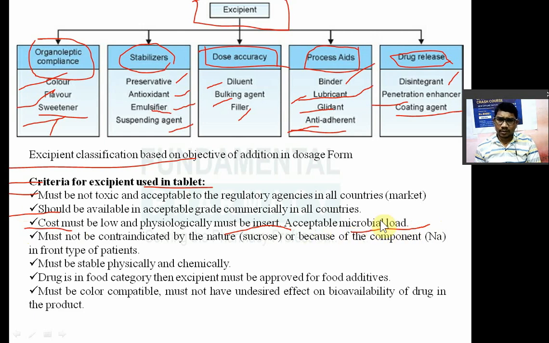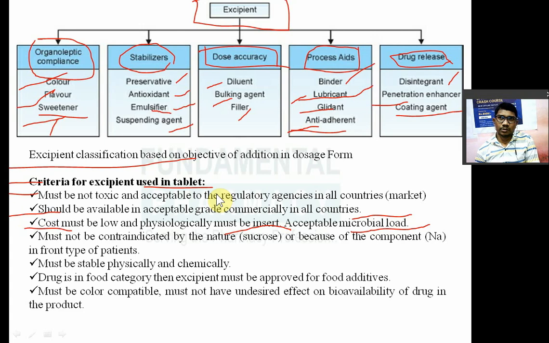So there is always contamination possible in the excipient. Say, for example, a fermented product: अगर fermented product है dextrin, तो उसमें contamination आ सकता है fermentation bacteria का. So that should have an acceptable microbial load, right? And it must not be contraindicated in the nature of the excipient. For example, sucrose. If you are using the excipient sucrose, obviously that product is not suitable for a diabetic patient. So it must not be contraindicated in the nature or because of its component.